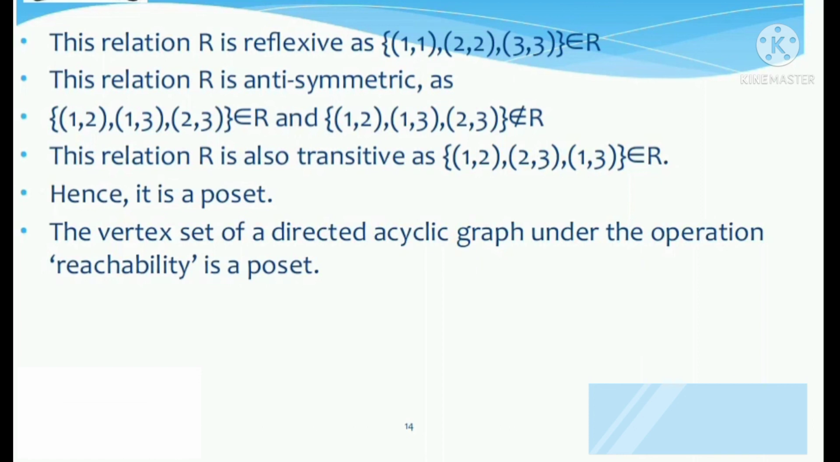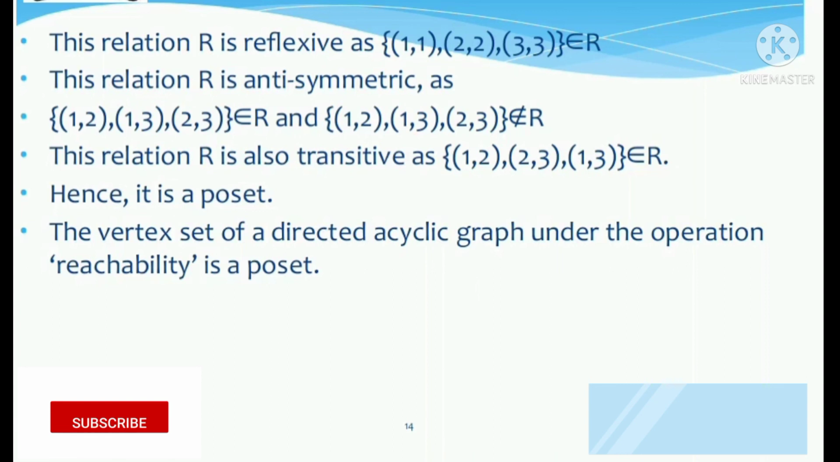So next, this relation R is reflexive. Reflexive means reflection. If you take 1, its reflection will be 1. If you take 2, its reflection will be 2. If you take 3, its reflection will be 3. So (1,1), (2,2), (3,3) belong to R.